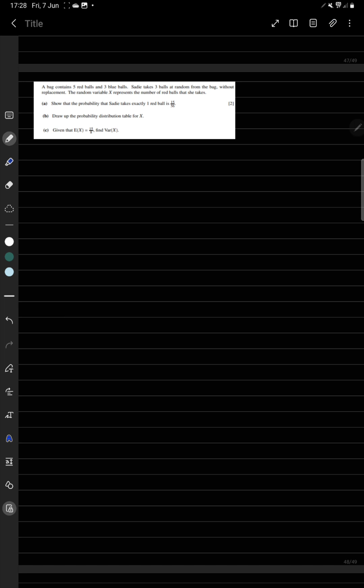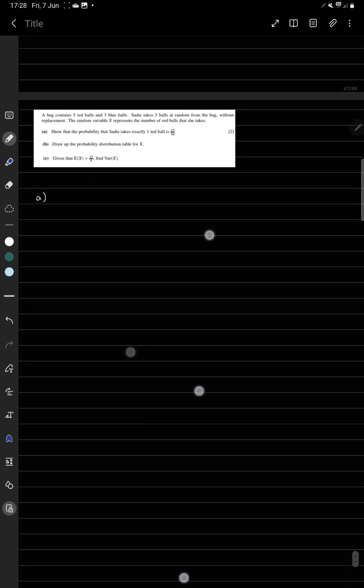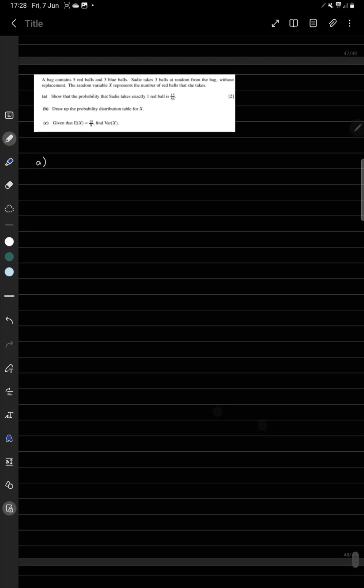Alright everyone, now we have a question under the topic of probability distribution. We have a first part here. We'll read the question first. A bag contains 5 red balls and 3 blue balls. Sadi takes 3 balls at random from the bag without replacement. Without replacement is our key point here, okay? The random variable X represents the number of red balls that she takes.